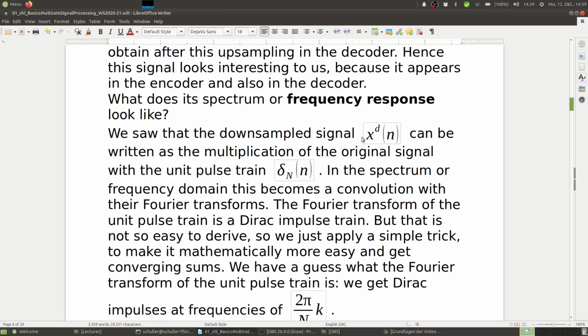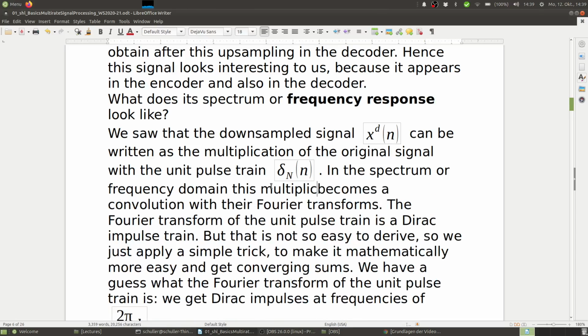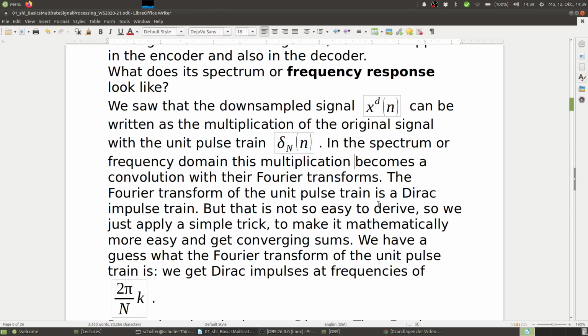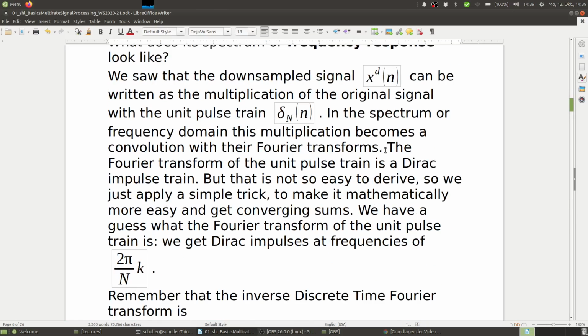We saw the downsampled signal can be written as a multiplication of the original signal with the unit pulse train delta n. In the spectrum or frequency domain, this multiplication becomes a convolution, right? So this multiplication becomes a convolution with their Fourier transforms, right? A known result for Fourier transforms. Fourier transform turns a multiplication in one domain into a convolution in the other domain.